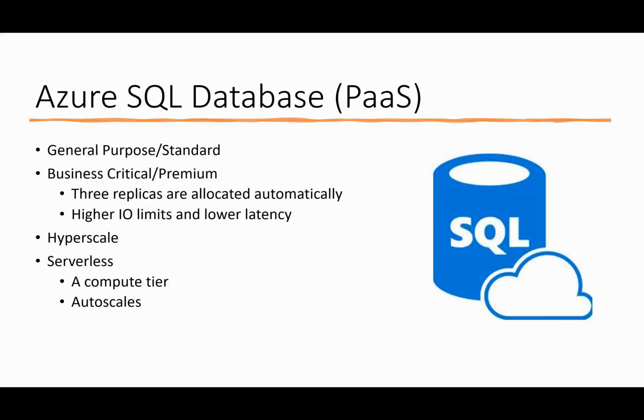We have general purpose standard versions for lower resource consumers, and then business critical and premium for more critical, higher resource needs. The premium tiers have 3 replicas that are allocated automatically when you create the database. They have higher I/O limits and lower latency guaranteed. Then we also have hyperscale, which are even bigger, faster, more resource intensive machines. Once you're in a managed instance, it's easy to move from one level machine to another and back.